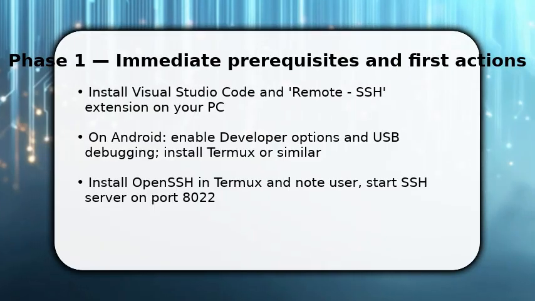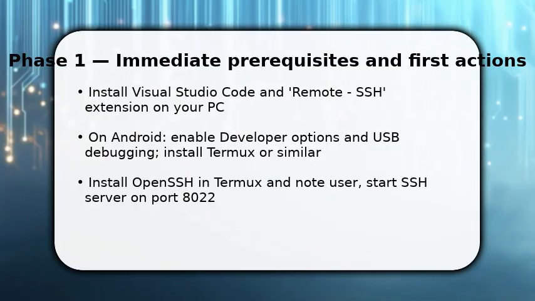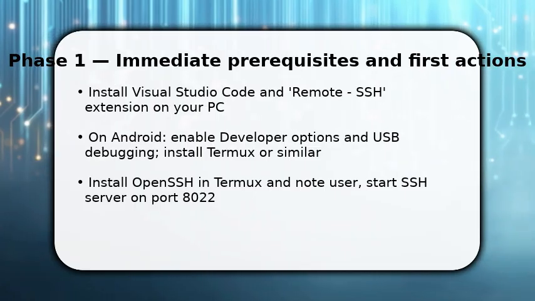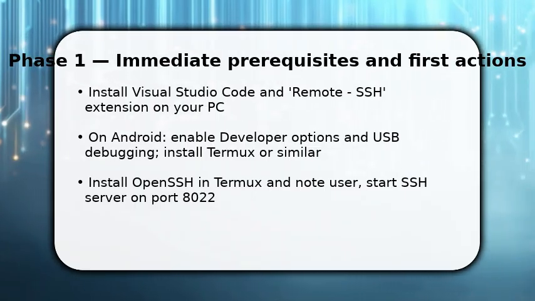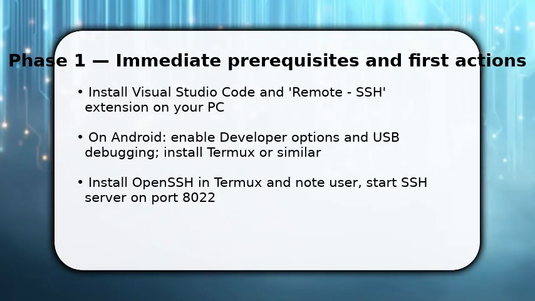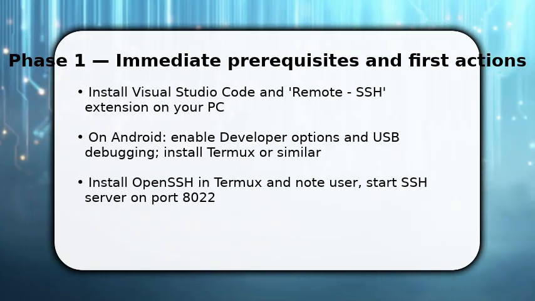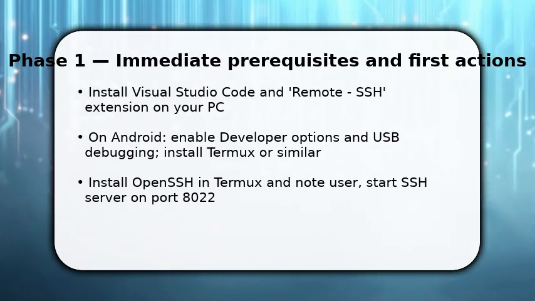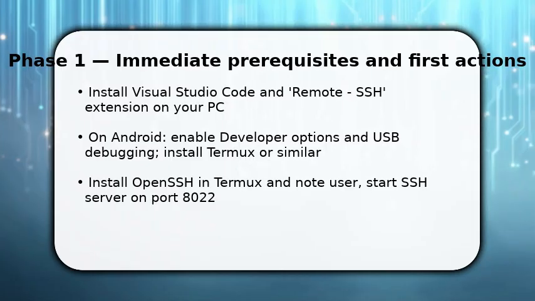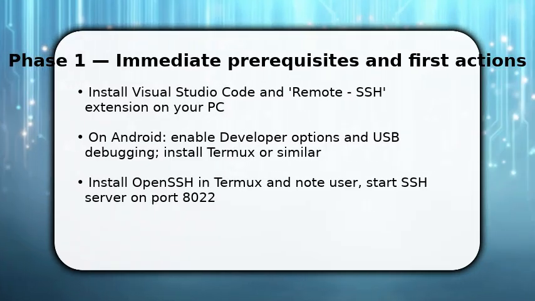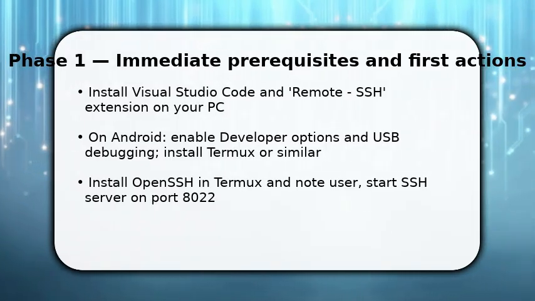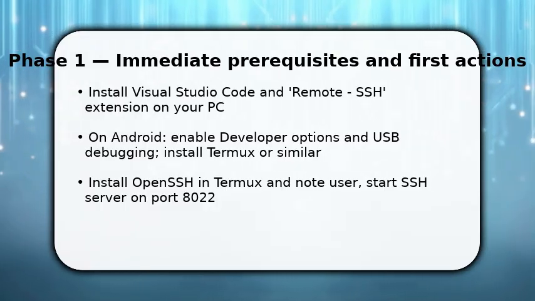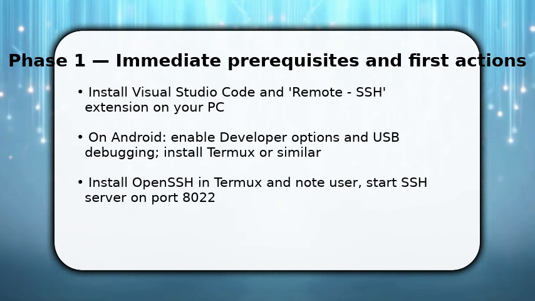You begin by preparing both devices. Install Visual Studio Code and add the Remote SSH extension on your PC. This is the bridge. On the phone, enable developer options and turn on USB debugging so the PC can reach it. Then, in Termux, install OpenSSH and start an SSH server listening on port 8022. Once done, confirm the SSH process is running. This creates the server that VS Code will attach to via a forwarded port.